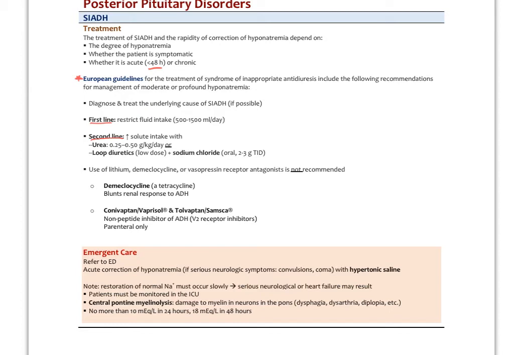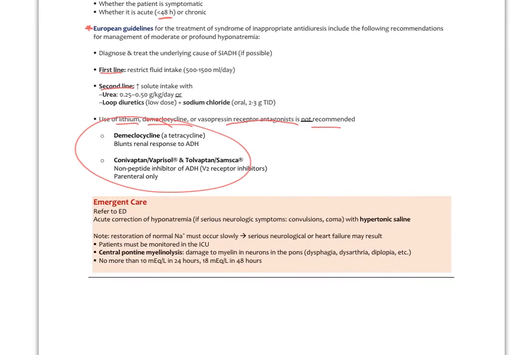Now, lithium has a blunting effect on ADH receptors. We'll look at that with diabetes insipidus here shortly. It has been used historically to block the effects of ADH on the kidneys, but the European guidelines suggest we should not use that. There's also demeclocycline, which is an antibiotic, which also has effects of blunting the ADH receptors. And then there are the vaptan diuretics I talked about, the vasopressin receptor antagonists. These are not currently recommended, but they're used maybe in limited circumstances in very severe patients, more in hospital settings and so forth.